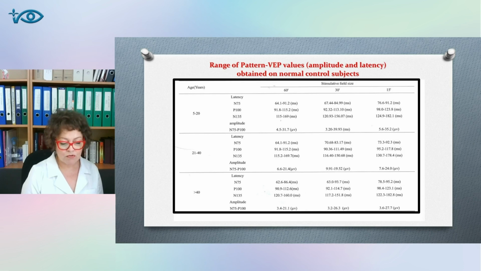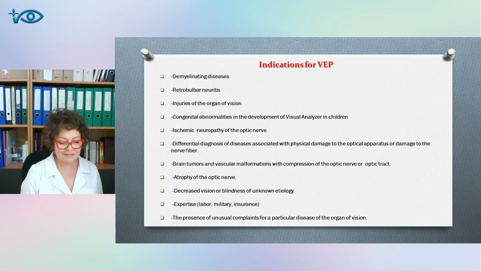Indications for VEP: demyelinating diseases, in particular multiple sclerosis. Since the macular bundle of the optic nerve, optic tract and thalamocortical fibers are the fast-conducting myelinated axons, VEP can be the objective indicator of demyelination.